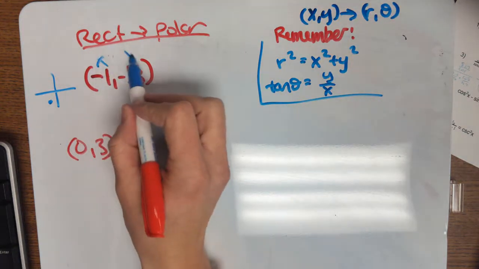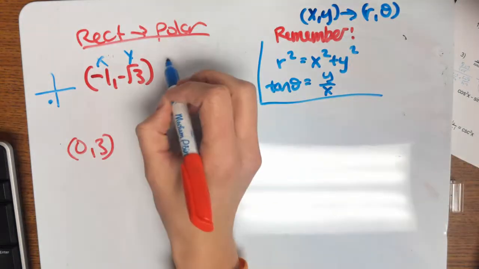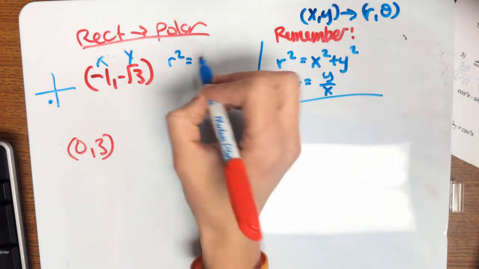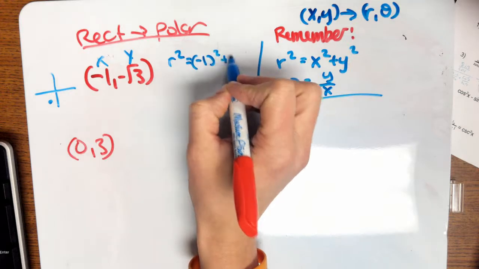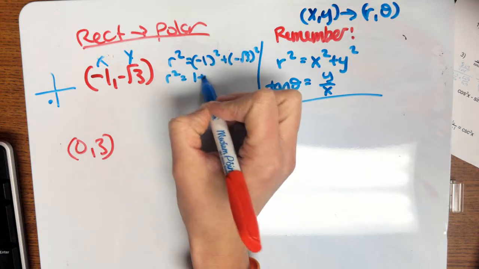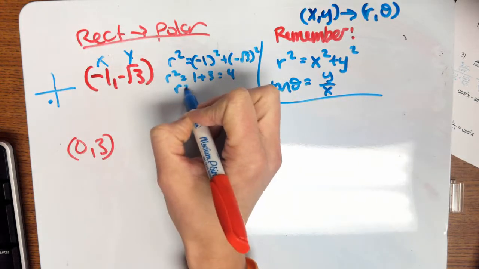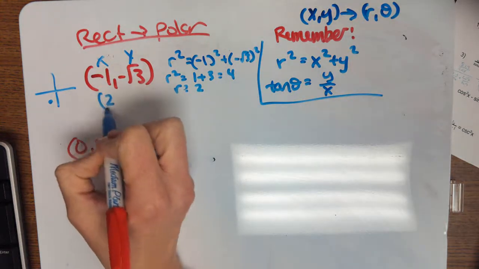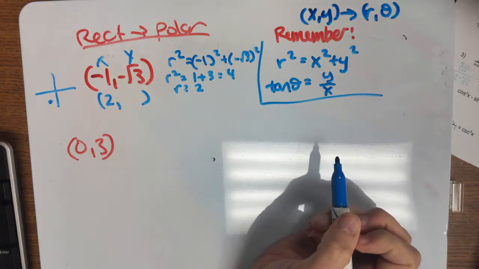We've got x and y. We're going to find r and theta. So r squared is going to be -1 squared plus negative radical 3 squared. R squared is going to be 1 plus 3, which is 4, so that means r is 2. I've got part of it. Now I need to find the angle.